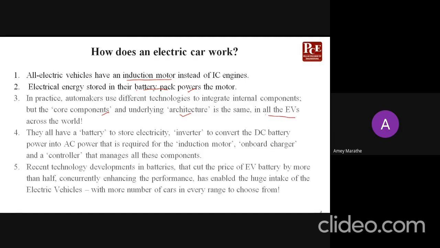So basically, your battery pack will remain in all the EVs, your motors will remain in all the EVs. Okay, so this is just a simple definition, in layman's language. We are going to go into the details of it. So basically, what do they all have?